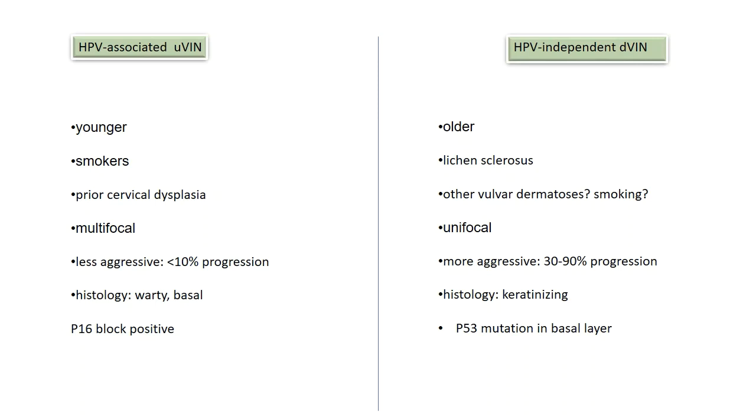HPV-independent DVIN occurs in elderly, associated with lichen sclerosus or lichen simplex chronicus. It is usually unifocal, more aggressive with 30 to 90% progression into the squamous carcinoma, and histology is keratinizing type. You will get P53 mutation, which is usually depicted by overexpression, especially in the basal cell layer.